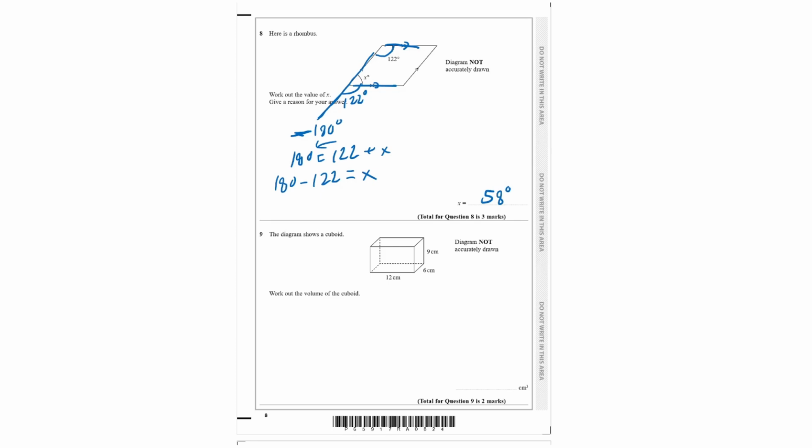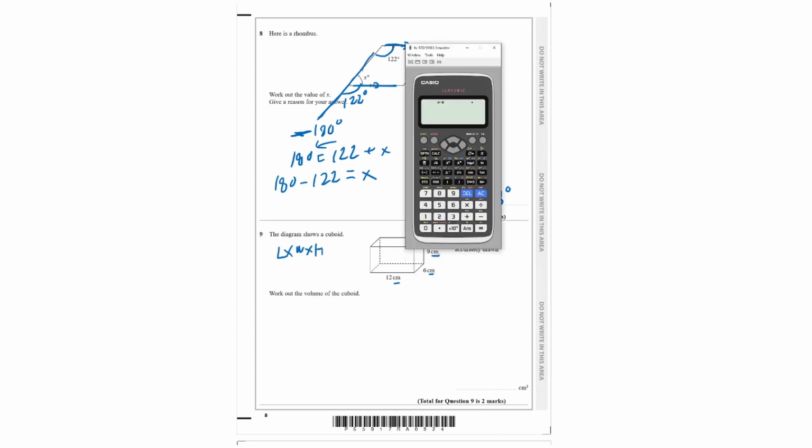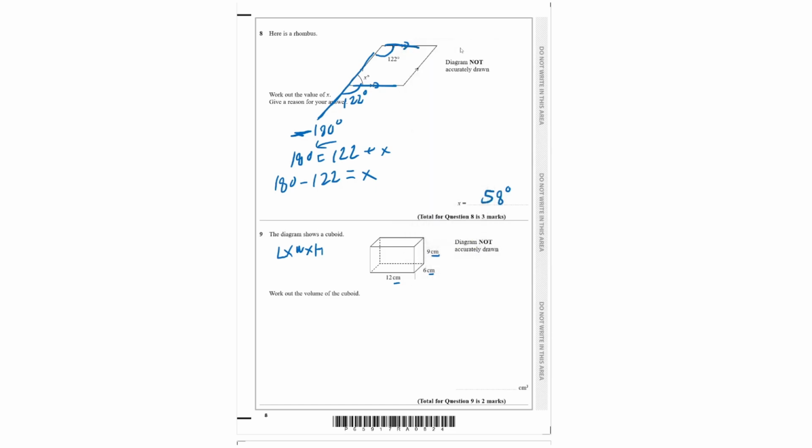Question 9. The diagram shows a cuboid. Work out the volume of the cuboid. Volume is length times width times height. And since all of these are in the same units, we can go ahead and multiply. So here we have 12 times 6 times 9, which gives us 648 centimeters cubed.